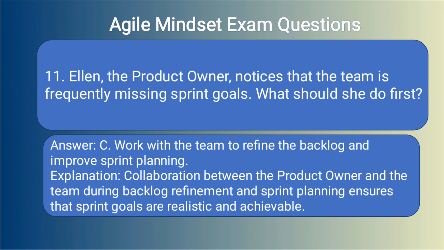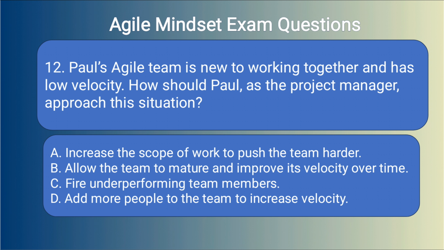12. Paul's Agile team is new to working together and has low velocity. How should Paul, as the project manager, approach this situation? A. Increase the scope of work to push the team harder. B. Allow the team to mature and improve its velocity over time. C. Fire underperforming team members. D. Add more people to the team to increase velocity.